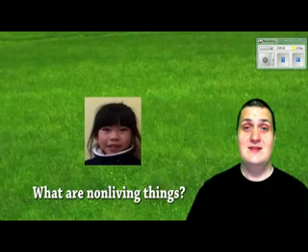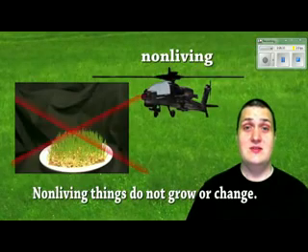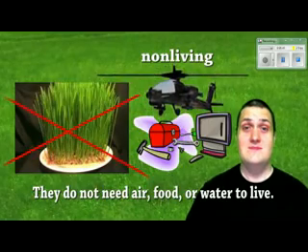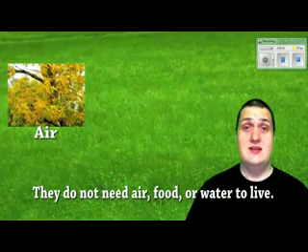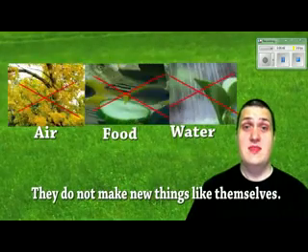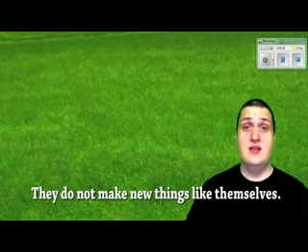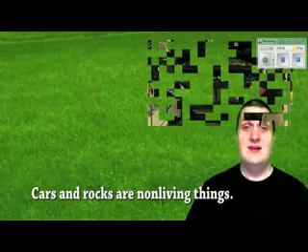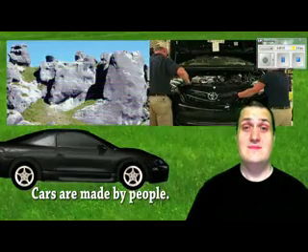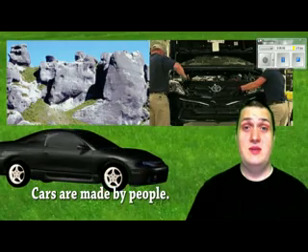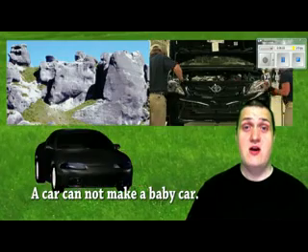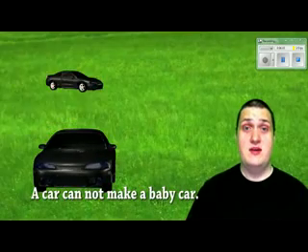What are non-living things? Non-living things do not grow or change. They do not need air, food, or water to live. They do not make new things like themselves. Cars and rocks are non-living things. Cars are made by people. Rocks are not. A car cannot make a baby car.